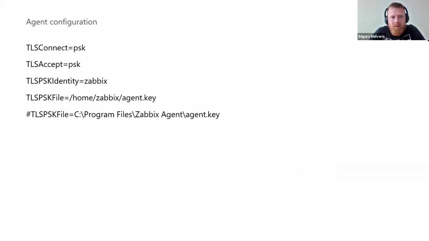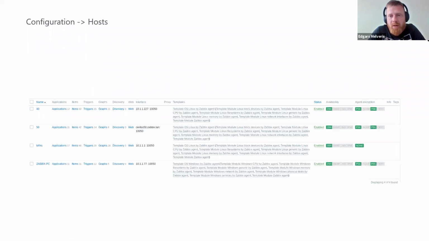Okay, so on the agent side, in this situation, you need to define some parameters. So I'll be using TLS connect pre-shared key, TLS accept pre-shared key. One is for incoming connections, one is for outgoing connections. I defined the pre-shared key identity as Zabbix, and the pre-shared key file, which contains the same key as I used in the front end. And again, that's it. Don't forget to restart the agent.